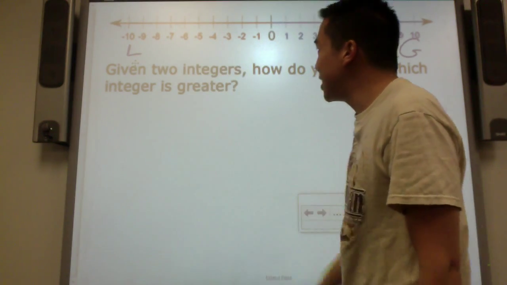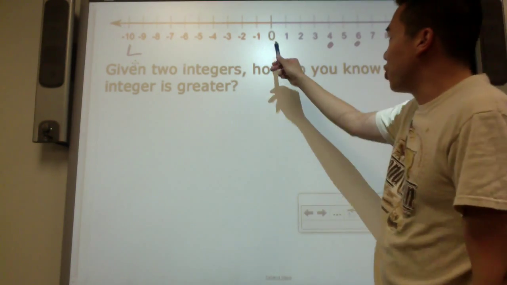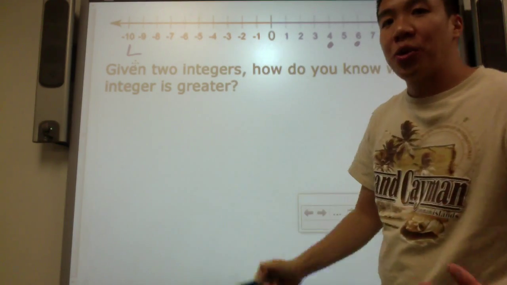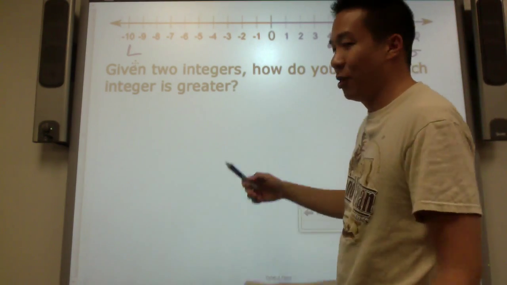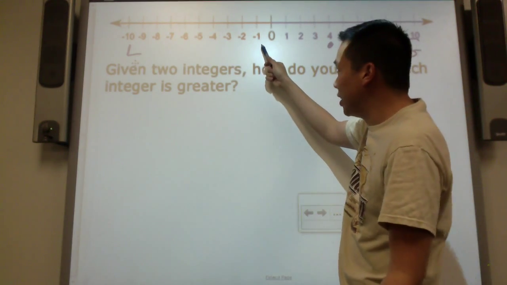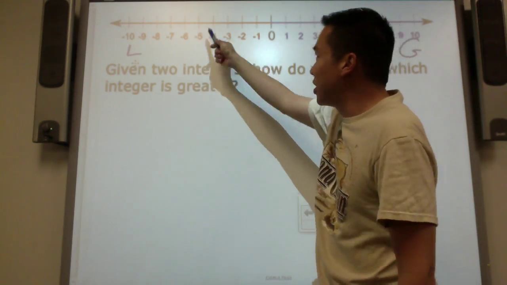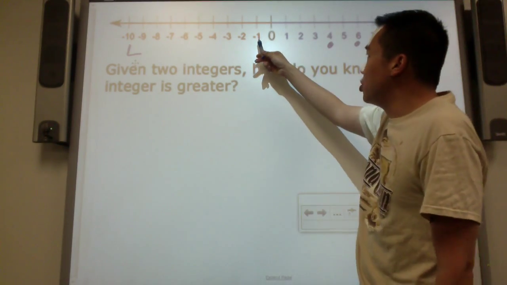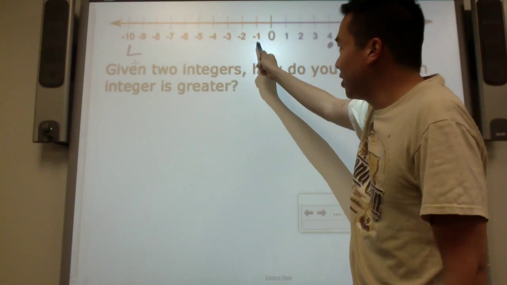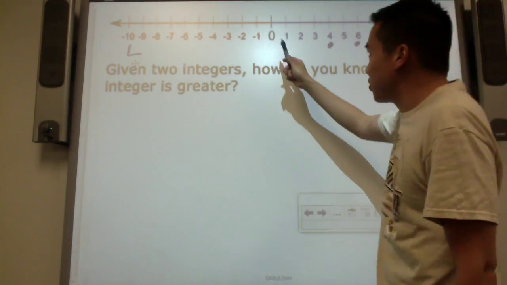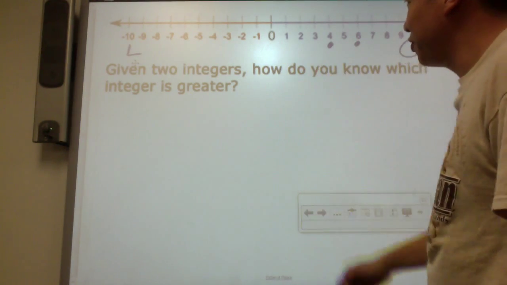-1 is greater than -5. For example, if someone lost $1 or lost $5, who's greater? Who has more money? Well, they both are negative, but -1, I mean you owe $1, is in a better situation than someone who owes $5. Or someone dove down 1 foot, someone dove down 5 feet. Who is closer to the surface? The person who dove 1 foot.